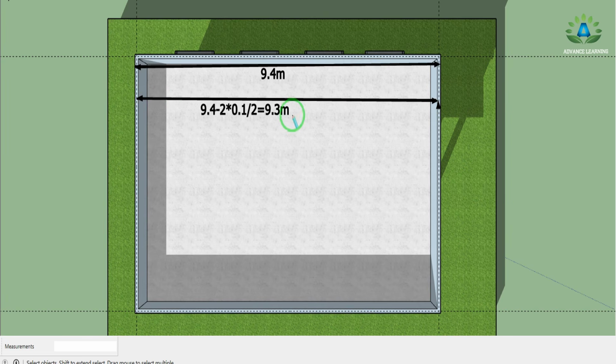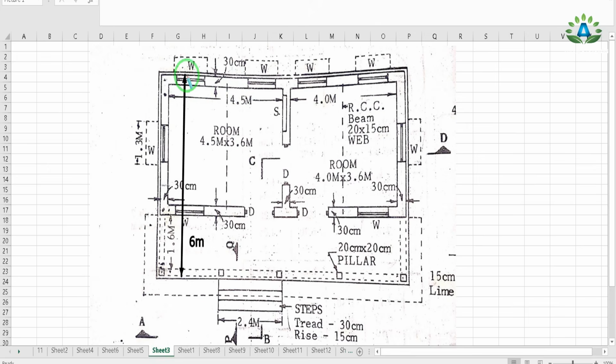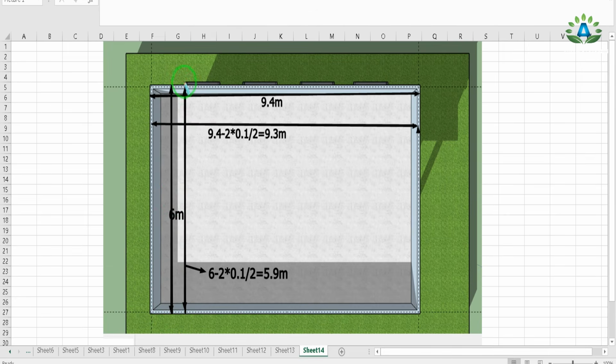So we get 9.3 meter. And similarly here also, first we need to calculate the outer to outer length. So our length will be 0.3 plus 3.6 plus 0.3 plus 1.6 plus 0.2, that is 6 meter. And in this outer to outer length, we need to subtract this small portion, that is 0.1 by 2, and here also 0.1 by 2. So we get 5.9 meter.